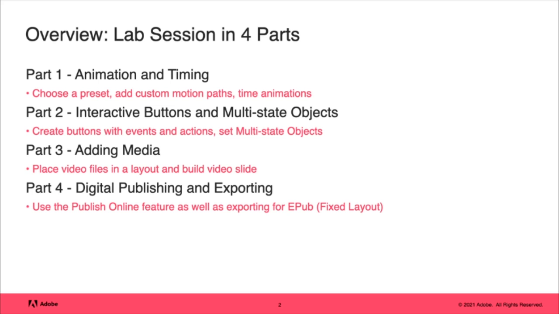Part 2 is interactive buttons and multi-state objects. I'll show you how to create buttons with events and actions, as well as set up multi-state objects. Part 3 is adding media. We'll go over how to place video files in a layout and build a video slide. Part 4 is digital publishing and exporting. We'll use the Publish Online feature as well as exporting for EPUB fixed layout.